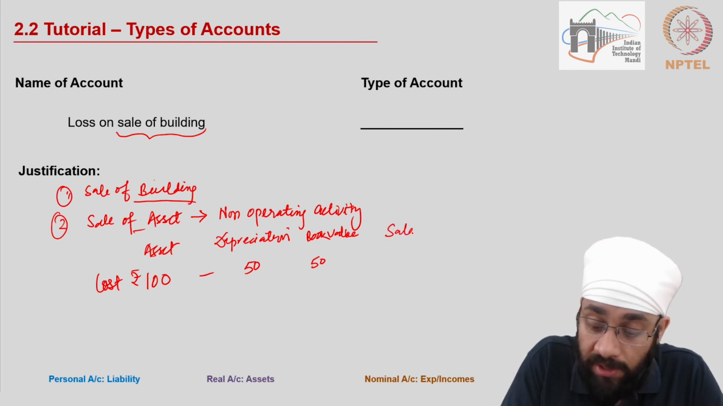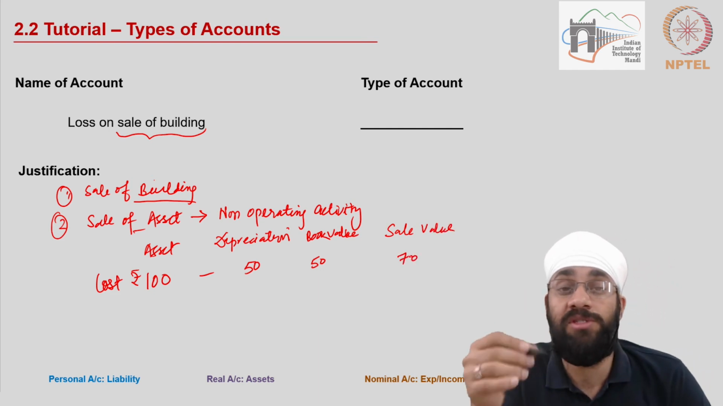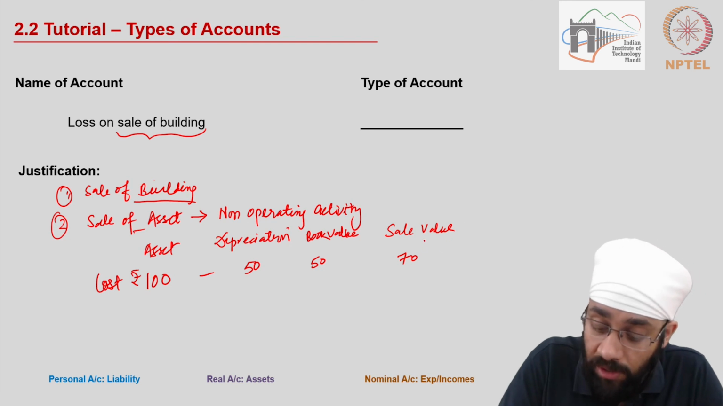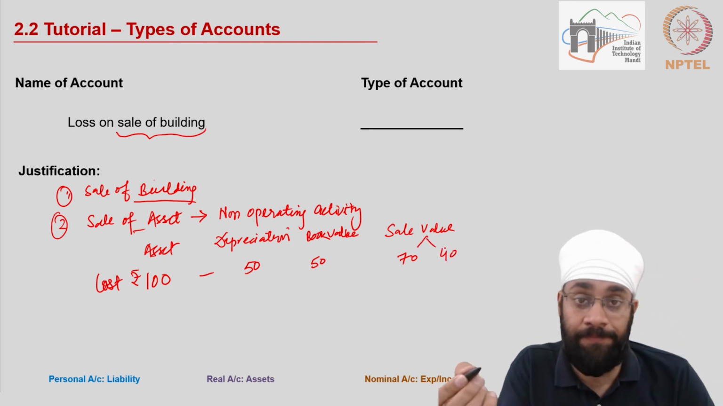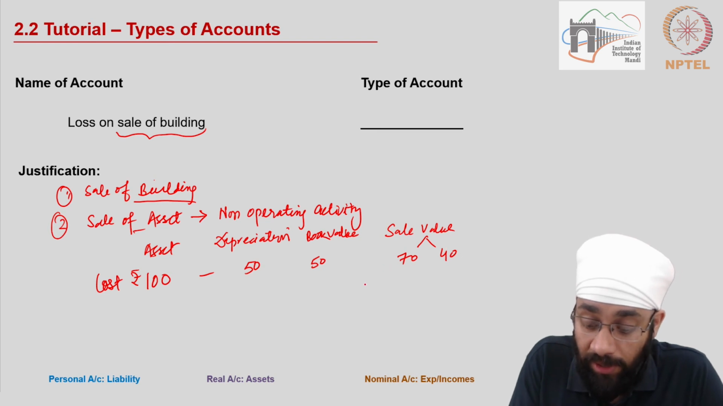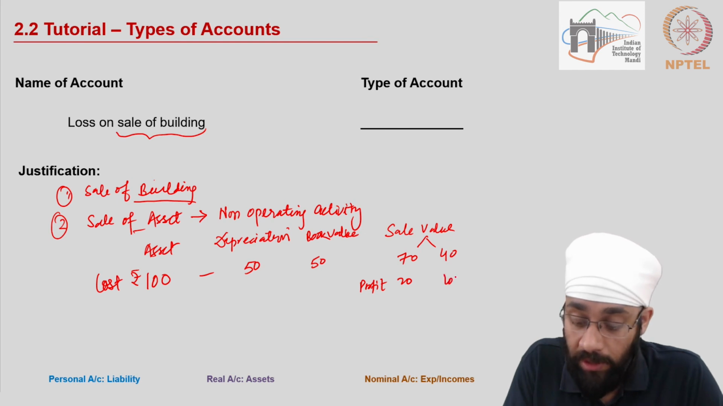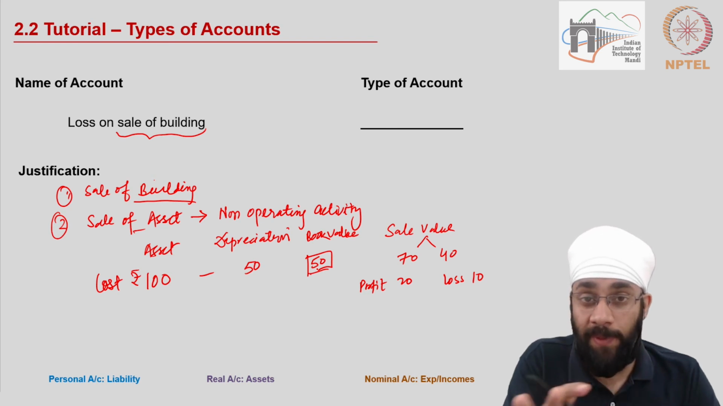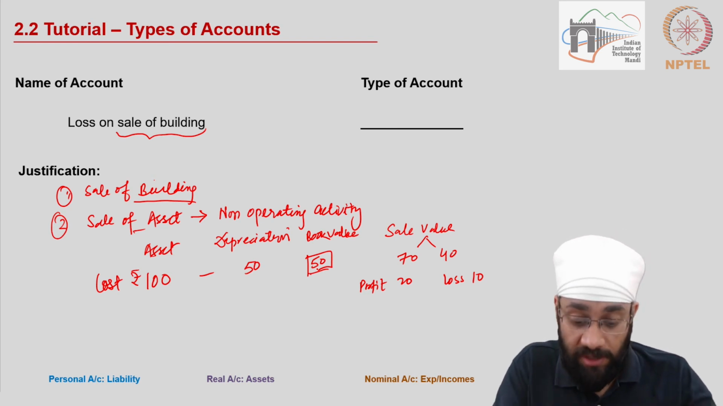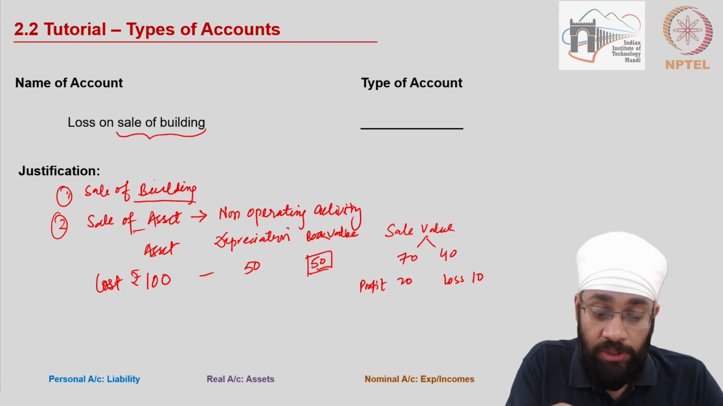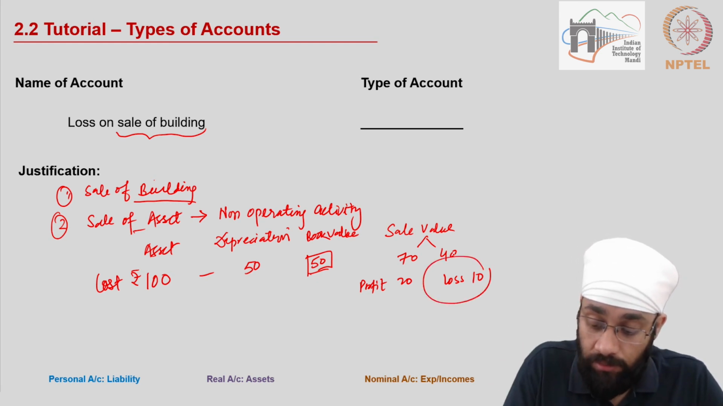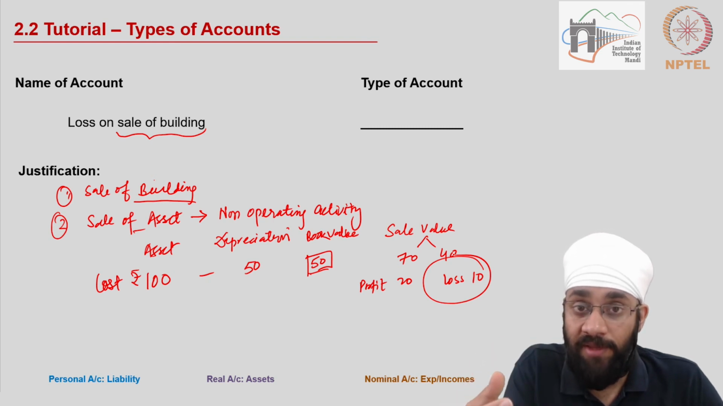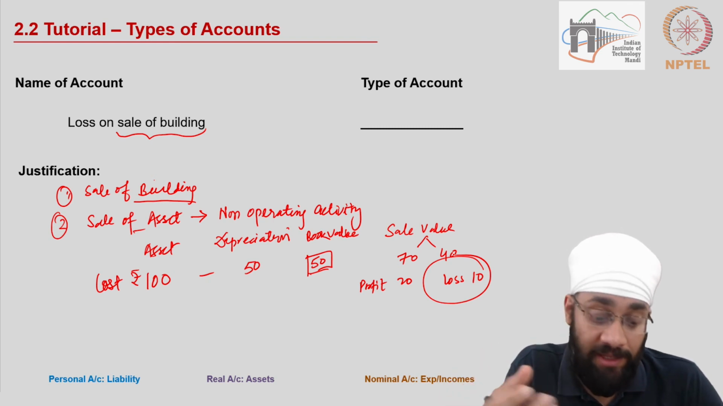And now you are selling it. So the sale value right now is 70. You are able to sell it at a higher price, or possibly you could sell it at 40. So if you're selling at 70, you make a profit of 20. And if you sell it at 40, you make a loss of 10 compared to this 50. So I just wanted to explain this transaction and the dynamics around this type of transaction. The account that we are now talking about is the loss that you face when you sell the building here.